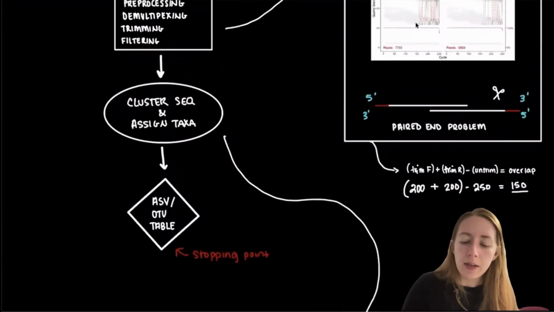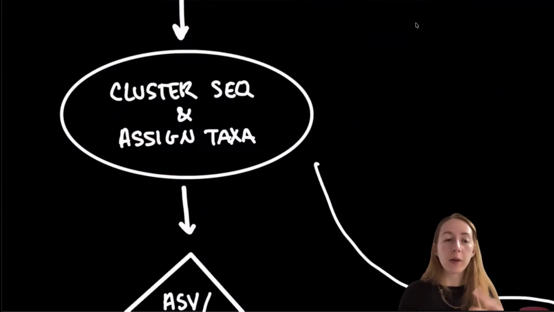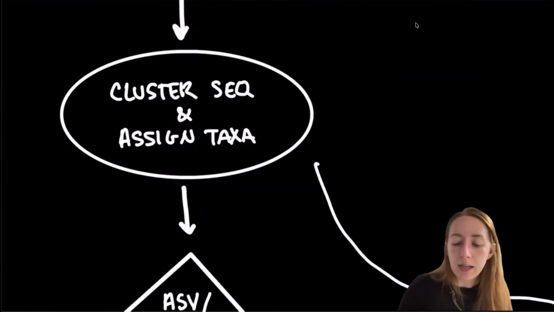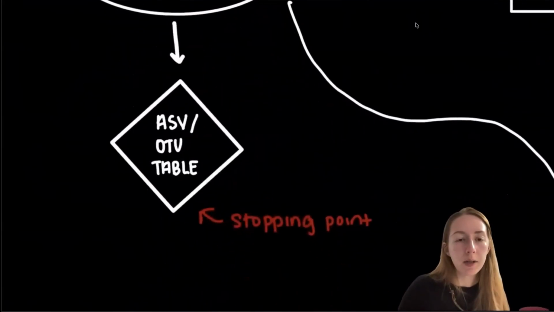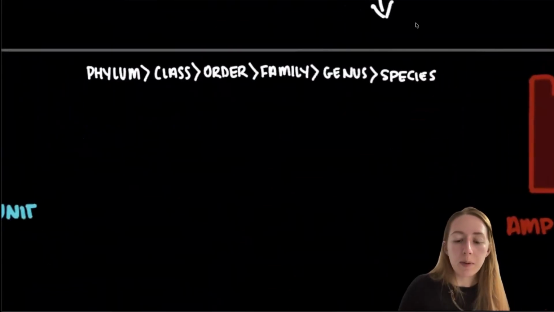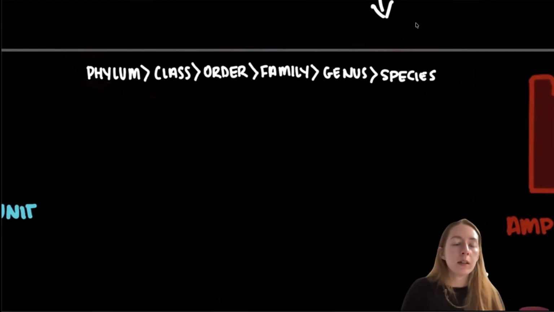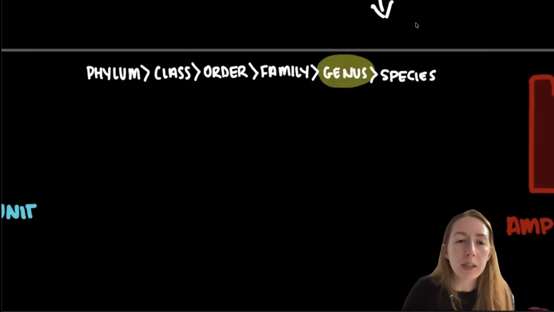Okay. And then we will cluster the sequences in either two different methods, OTU or ASV, and then assign taxa so that we can identify, okay, this read means this microbe. And we're going to end here with our table. Okay, just a quick recap. This is like the phylogenetic, the taxonomic order of things, right? And so we go from phylum all the way down to species, but with short reads, we're really only going to get down to that genus level, which is not bad if that's what you want.